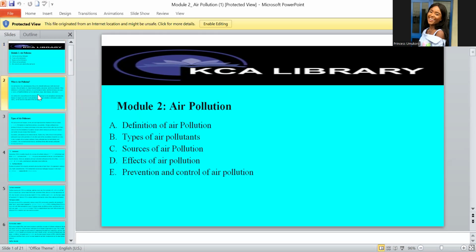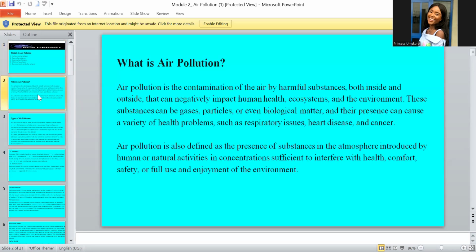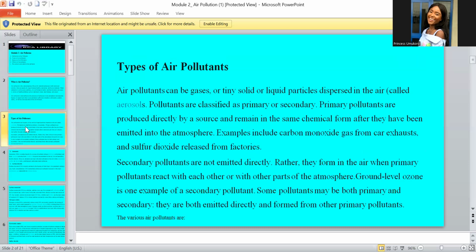So what is air pollution? Air pollution is the contamination of the air by harmful substances, both inside and outside, that can negatively impact human health, ecosystems, and the environment. These substances can be gases, particles, or even biological matter, and their presence can cause a variety of human health problems such as respiratory issues, heart diseases, and cancer.